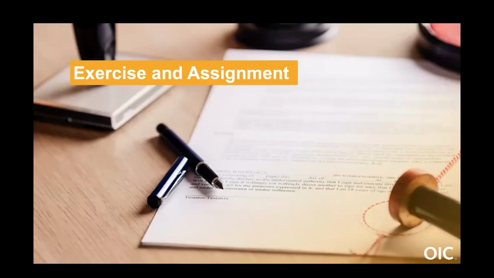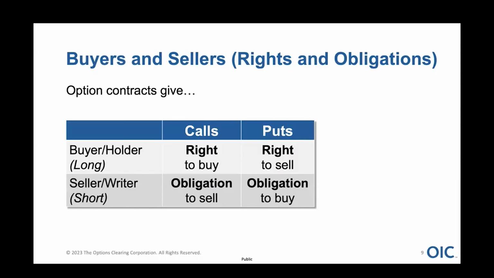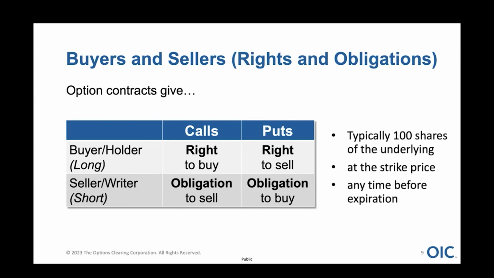Okay, so let's get started. Exercise and assignment. When we talk about options, there are 2 types of products. There's the call and then there's the put. A call is the right to buy 100 shares of an underlying on or before expiration at a specified strike price. Puts, on the other hand, are just the opposite. A put is the right to sell 100 shares of an underlying at your strike price on or before expiration.